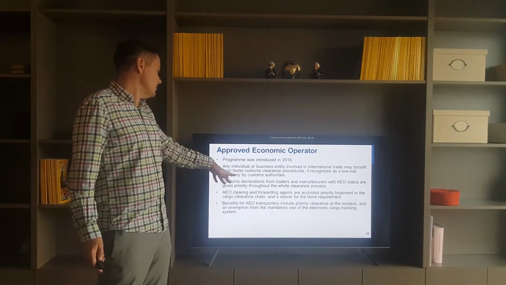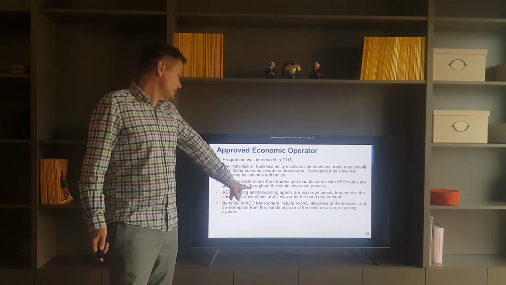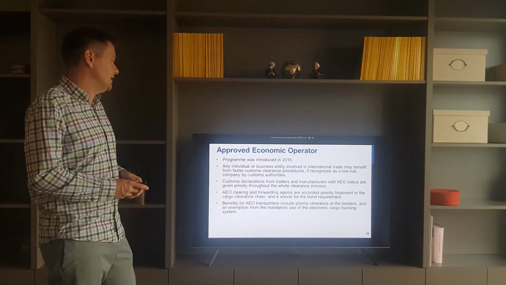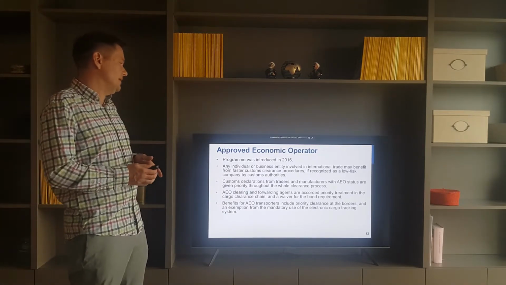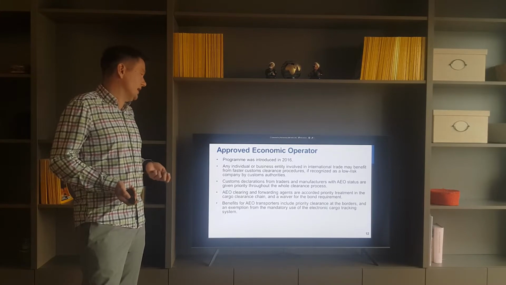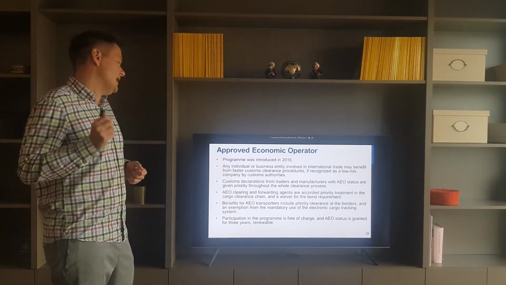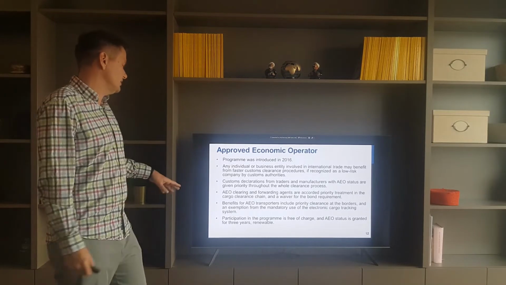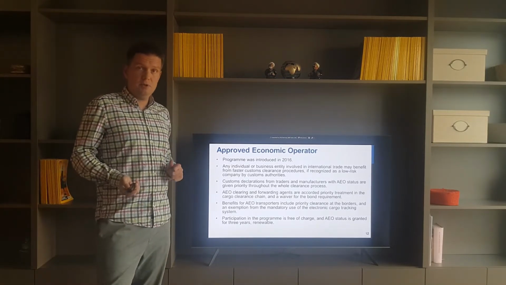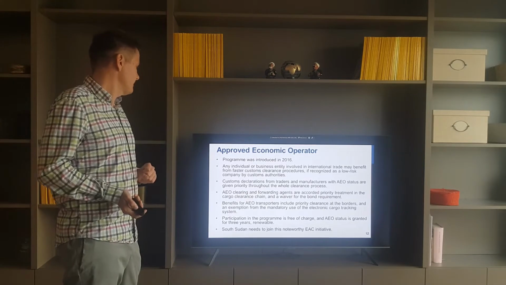Benefits of the AEO status for transporters include priority clearance at borders and exemptions from mandatory use of the electronic tracking system. Participation in the program is free of charge, and AEO status is granted for 3 years and it can be renewed. Okay?